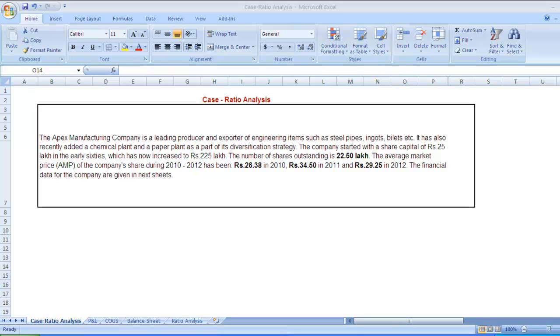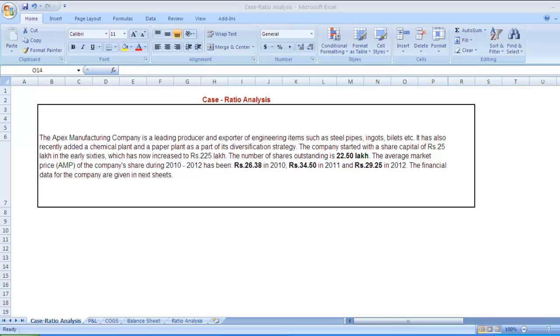All right, we'll start with this case. We have taken this case in the manufacturing industry. In this sheet we'll read out the case first.